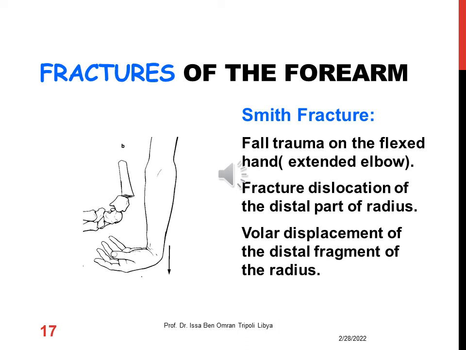A similar fracture to the Colles fracture is the Smith fracture. It results from a fall on the flexed hand with extended elbow, causing fracture dislocation of the distal part of the radius, with volar displacement of the distal fragment of the radius.